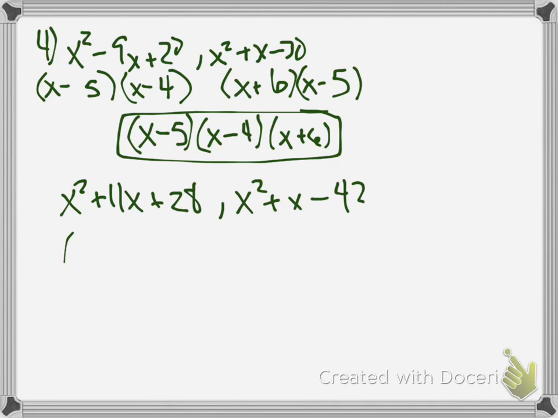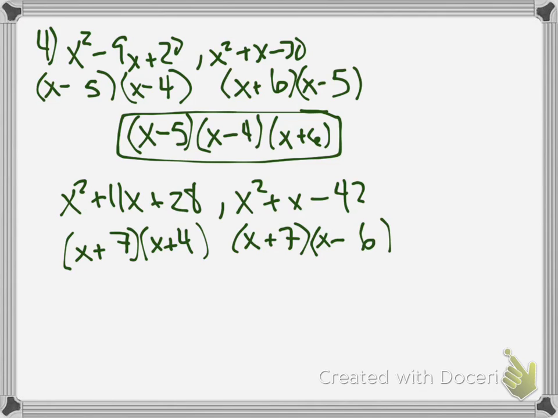Next one, plus plus is plus plus. So two numbers that multiply to give me 28 and add up to 11 are 7 and 4. And then I got a plus minus. I'm looking for two numbers that multiply to give me 42 and subtract to give me a 1. That would be 7 and 6.